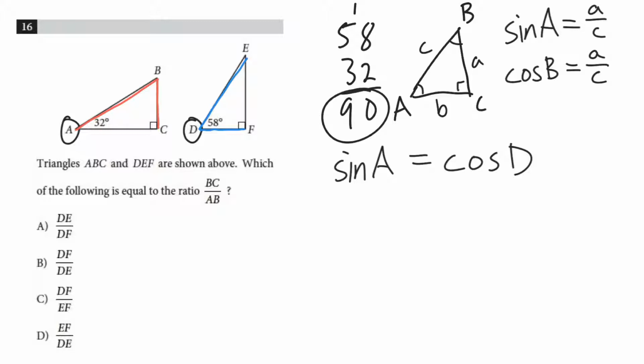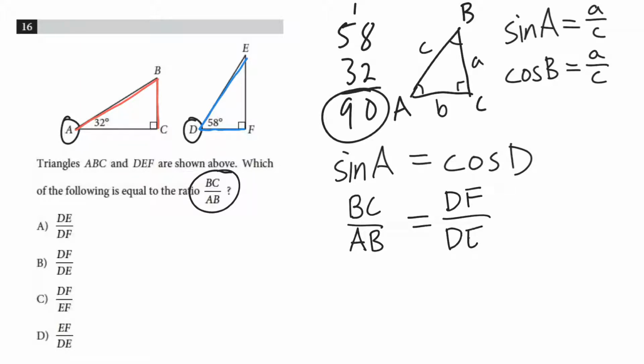All right. So sine of A is going to be BC over AB. That's handy. That's exactly what we were looking for. The cosine of D is going to be adjacent over hypotenuse, which is DF over DE. Okay, well, we have our solution, right? We know that the ratio BC over AB is equal to DF over DE. Our answer is going to be B.